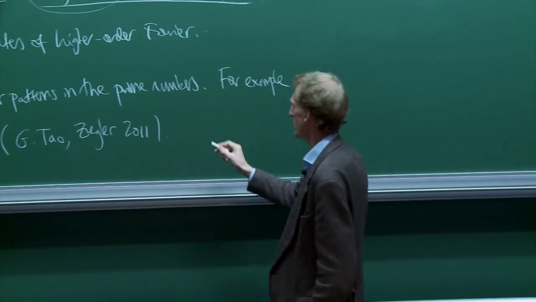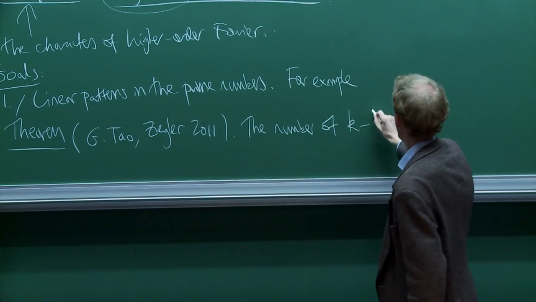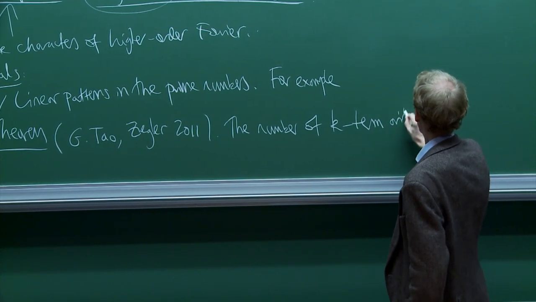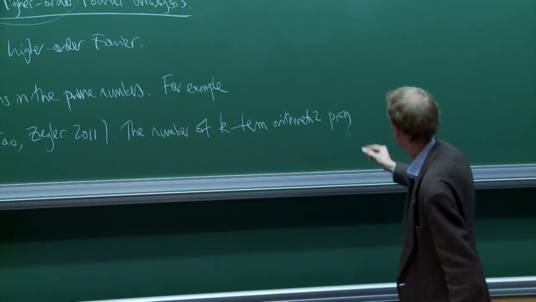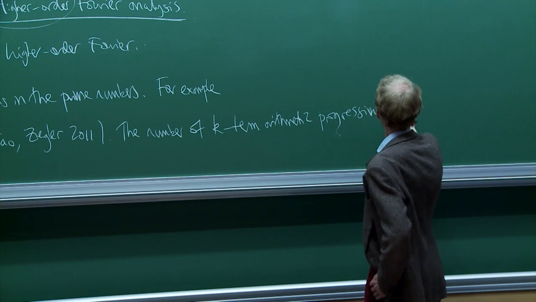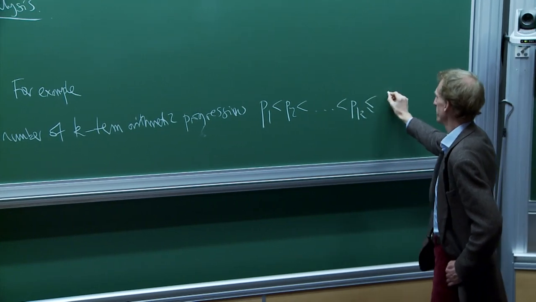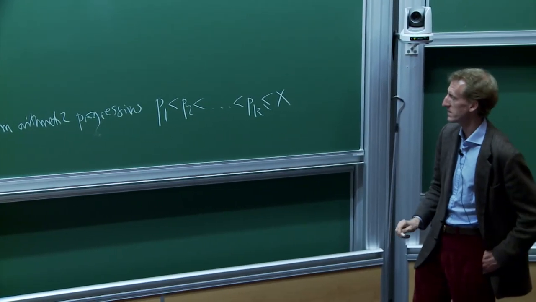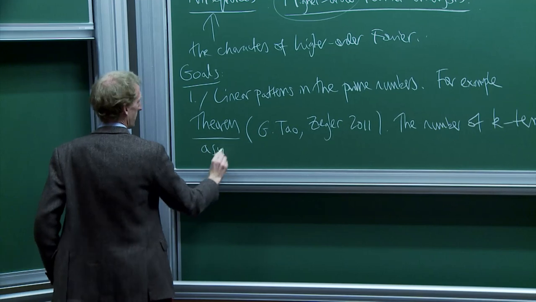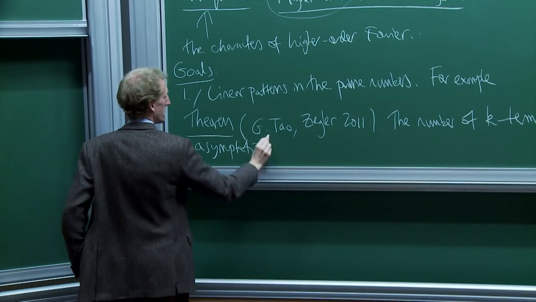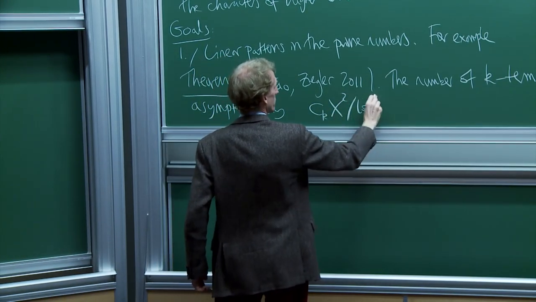The theorem is that the number of k-term arithmetic progressions of primes, so distinct primes less than x, which are equally spaced, is asymptotically a constant times x squared over log to the kx.